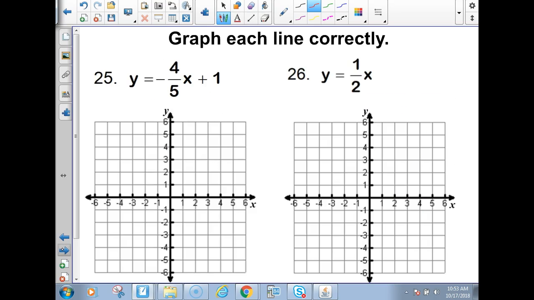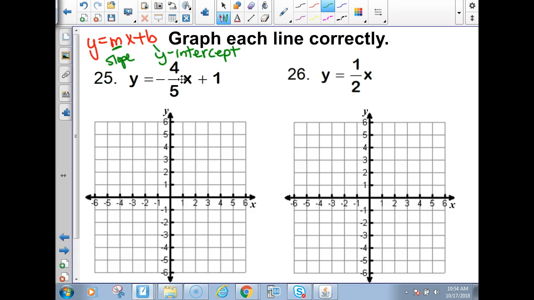Okay, now we're going to try graphing some lines. Y equals, I don't know why this says graph each line correctly, but obviously you want to do it correctly, else that'll be a little problem. It's y equals m times x plus b, right? If you want to jot that down. M is your slope, b is your y-intercept.